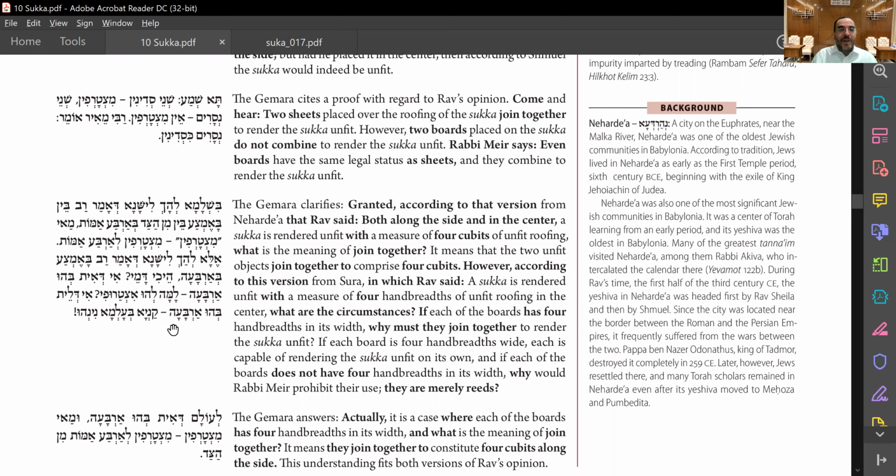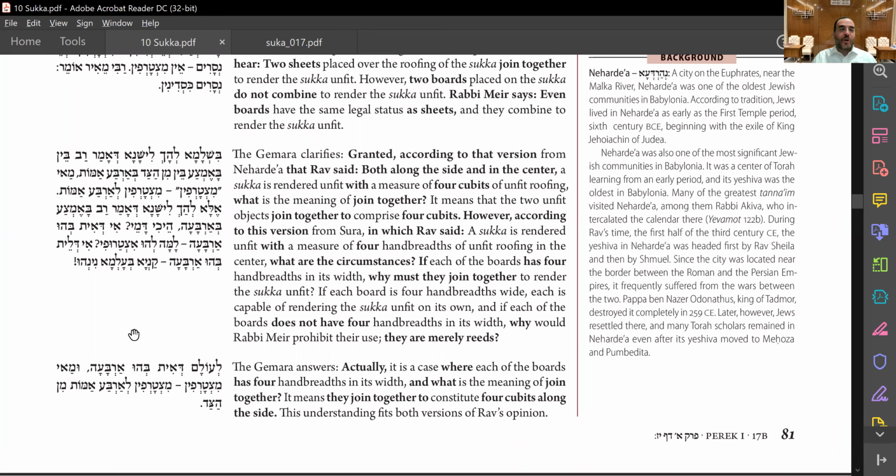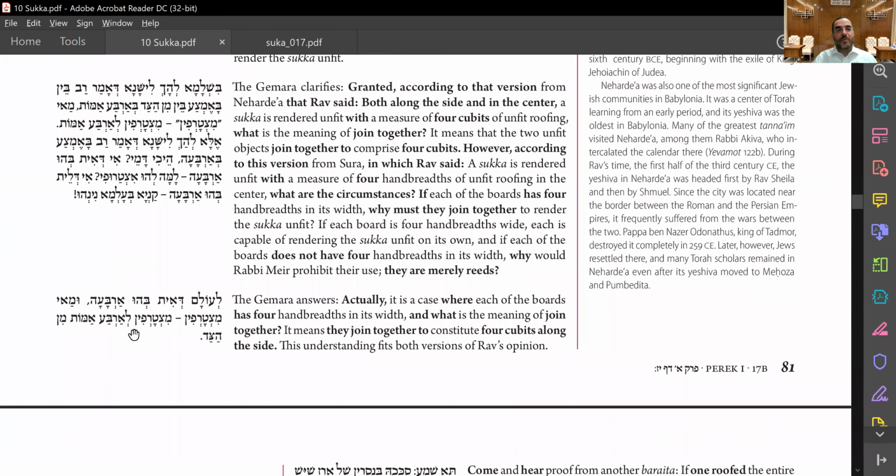That's what I always use. What else are you going to use? And so, what do you mean? Why should it join together to be pasul, right? This is just like putting a lot of bamboo sticks. That's totally fine. So, what kind of case is it talking about? Umay mistarfin arba'amot min asad.